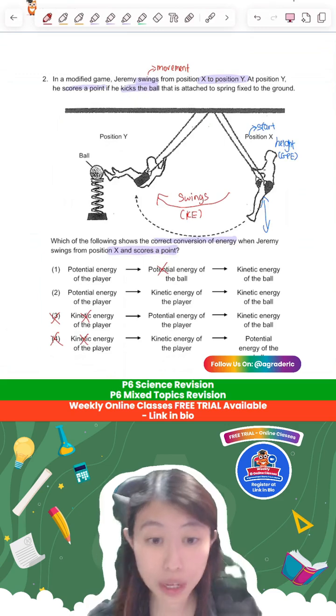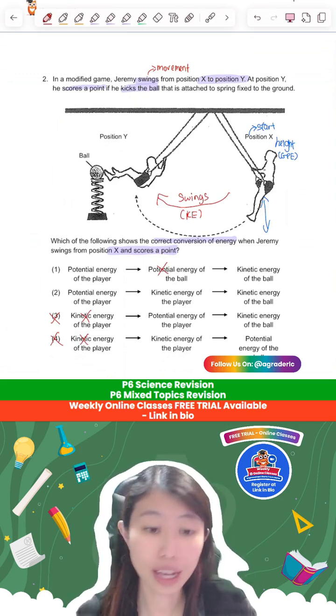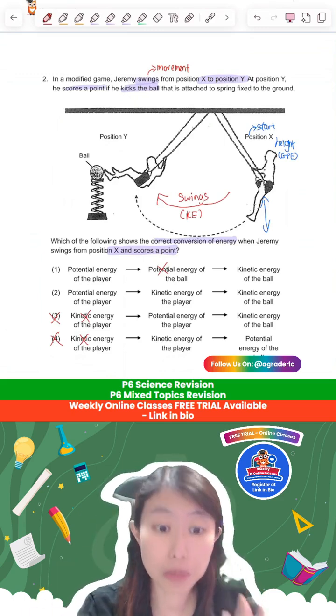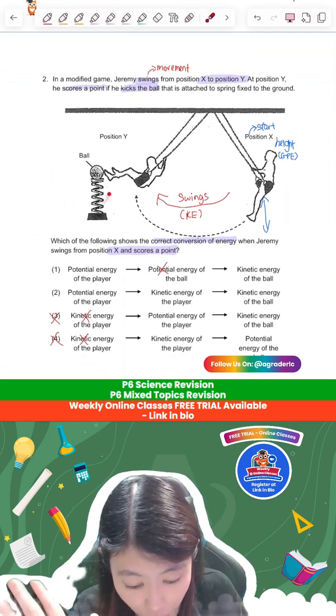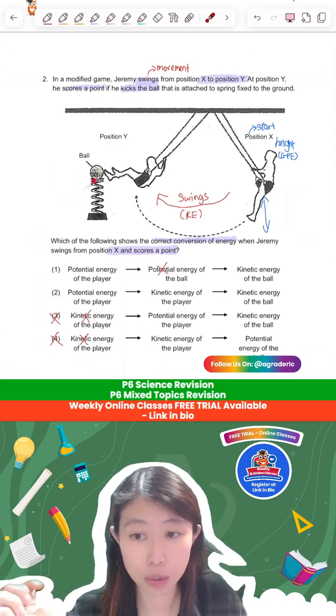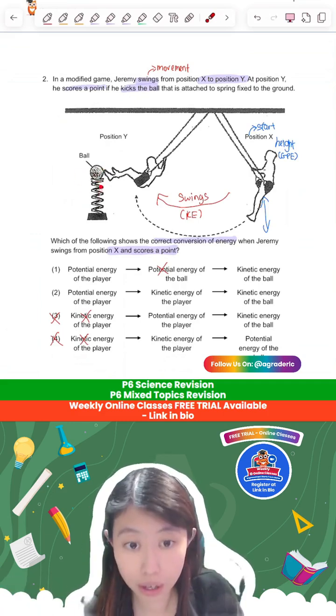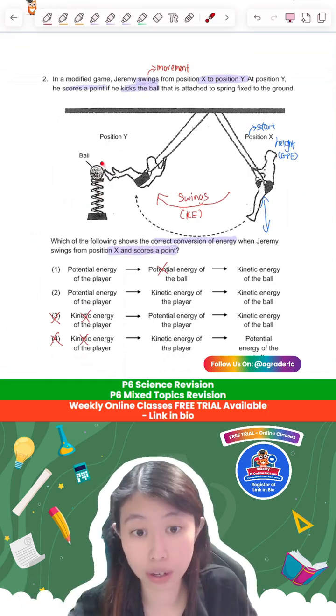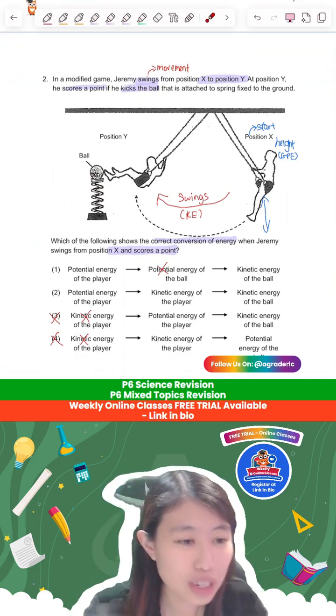So it cannot straight away become potential energy of the ball. And the ball doesn't have potential energy in the first place. The ball over here, take note, we don't say that it has potential energy because it's supported. It's not unsupported above the ground.